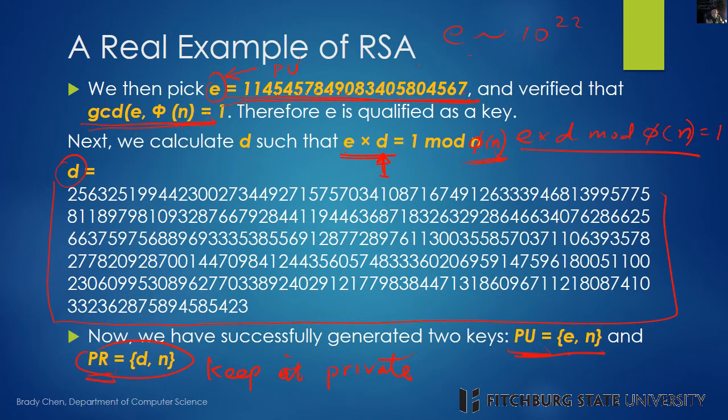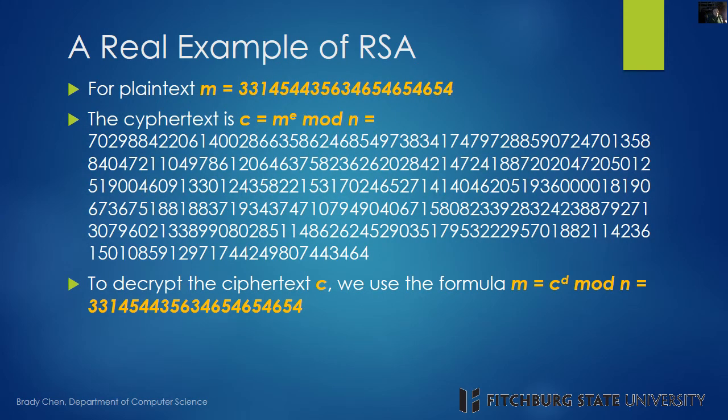Okay, so we generate n. We first generate the two prime numbers P and Q, and then we multiply P and Q to generate n. We calculate phi of n, and then we generate the public key E, and then we generate the private key D by finding the multiplicative inverse modulo phi of n. Okay. So now we can do the encryption.